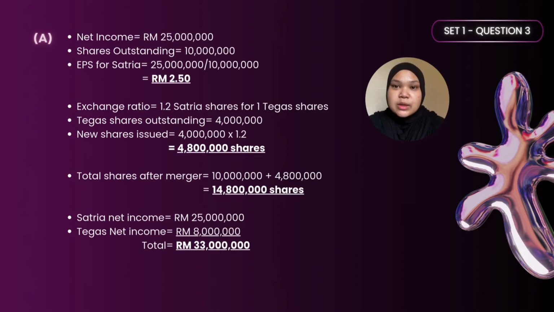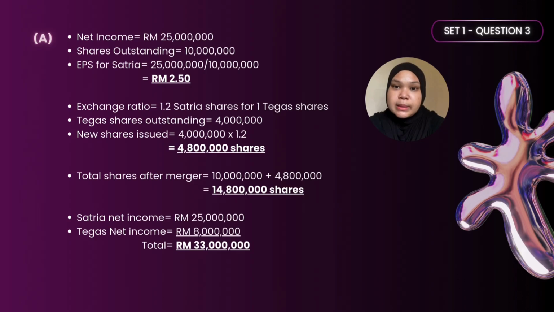Under the proposed acquisition, Satria Berhad will offer 1.2 of its own shares for every one share of Tegas Sendirian Berhad. Since Tegas has 4 million shares outstanding, Satria will issue an additional 4.8 million shares, bringing the total number of shares after the merger to 40.8 million.